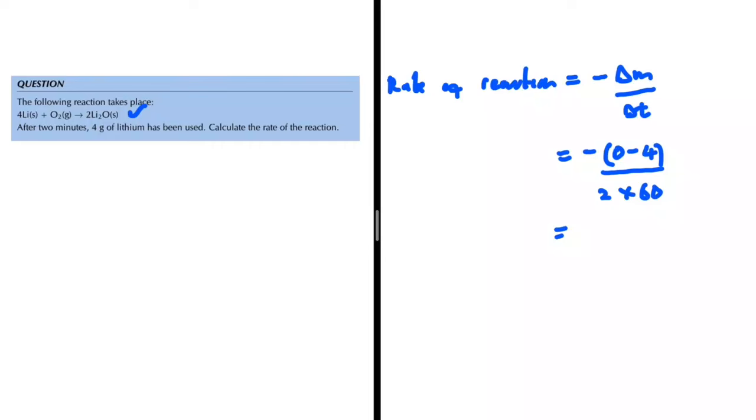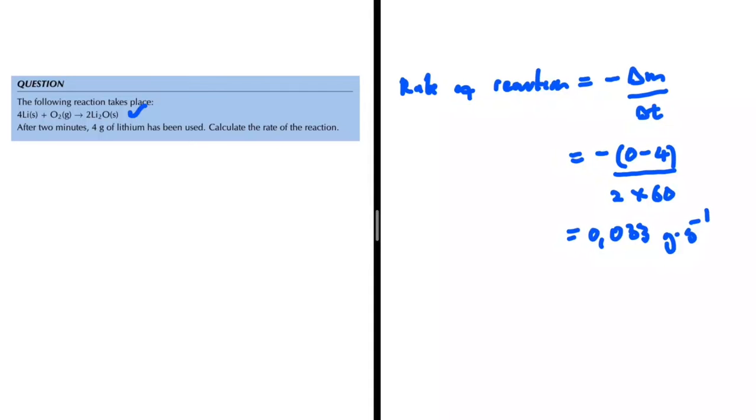This is 0.033 grams per second. There we go. That is the rate of reaction when we are using the mass.